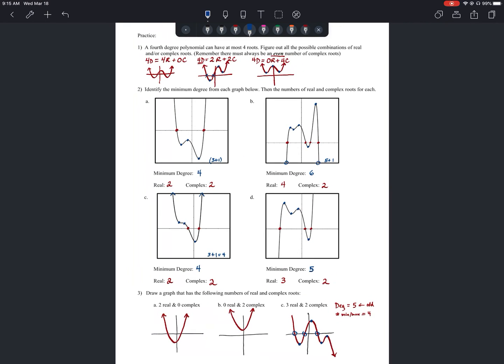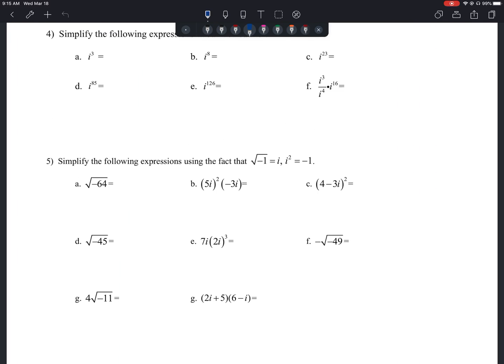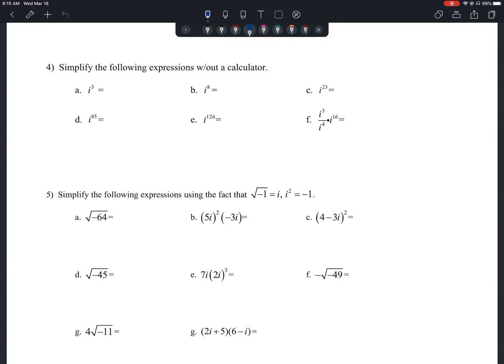We're moving on. All right, number 4. Just simplify the following expressions without a calculator. All right, i to the third, we said was i squared times an i. Remember, whenever it's an odd number, we can just cut 1 off there. We know this is going to be a -1, and -1 times i would be a negative i.